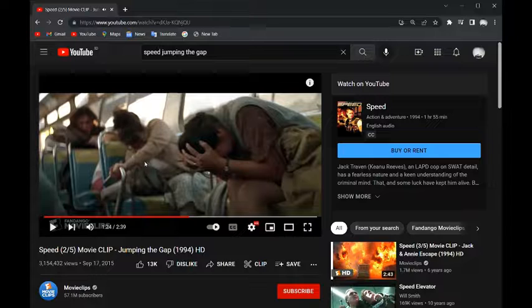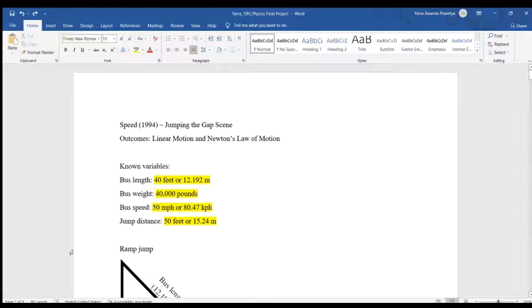In this scene, you can see that the bus jumps through a gap of about 50 feet. So let's see whether this is plausible or not. The scene, Jumping the Gap, will cover two outcomes: linear motion as well as Newton's laws of motion. So let's first find the known variables.